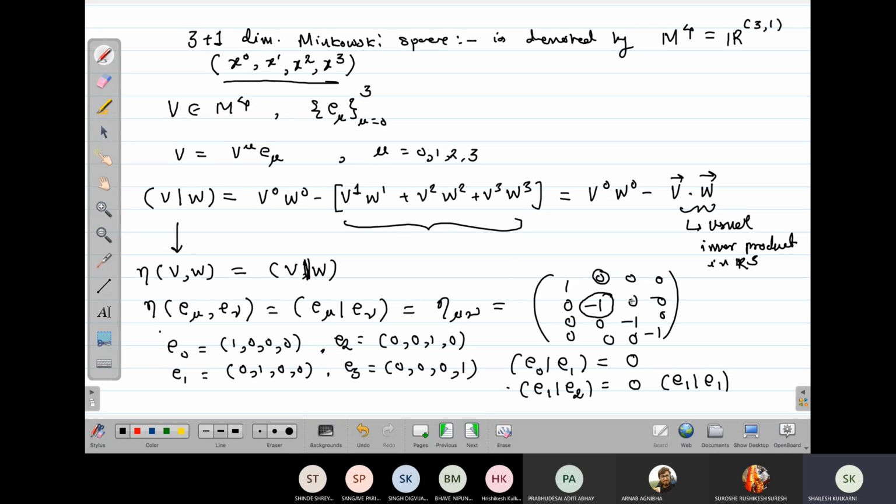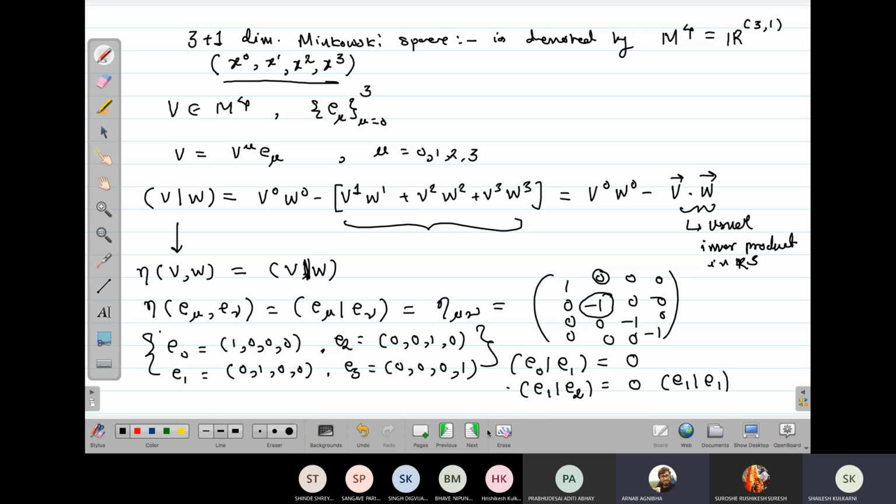I have given you this matrix, so just check whether this basis which I have written down here is consistent with this. That means if I take this basis and use this inner product, I will get this as a matrix. Clear?